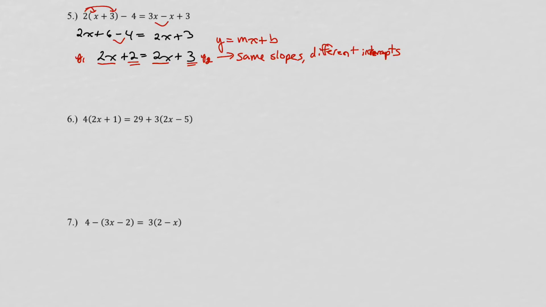But this is just some review from Algebra 1. y equals mx plus b. They have the same slope, different intercepts. Basically, if you put this on Desmos, you're going to see that they look like two parallel lines, okay? And you can use Desmos to verify.